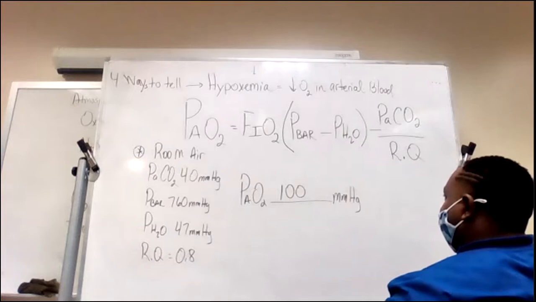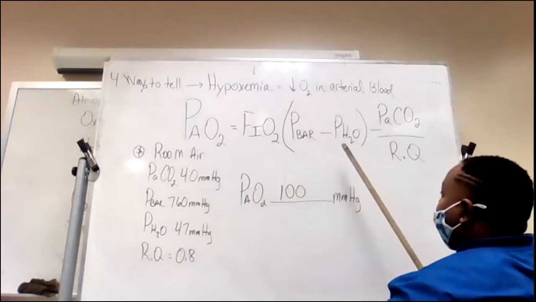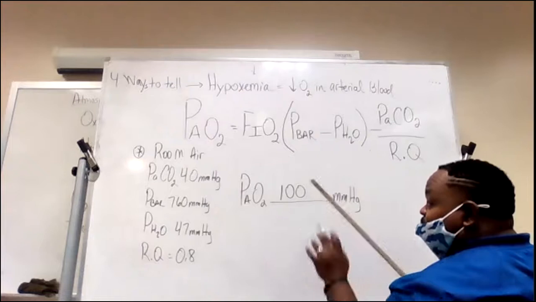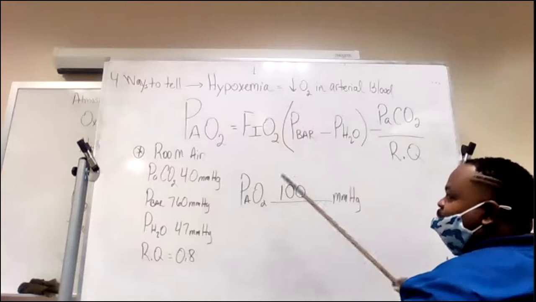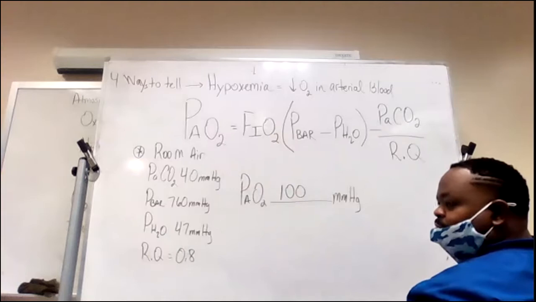Now, this number can be thrown off by a whole lot of CO2. It can be thrown off by the barometric pressure. It could be thrown off by your respiratory quotient. So if something's not right, you won't get this 100. But this will be a brand new person. Perfect. Nothing wrong with them. No need for oxygen, right? They have no need for supplemental oxygen. Room air is enough. This is how you figure it out.